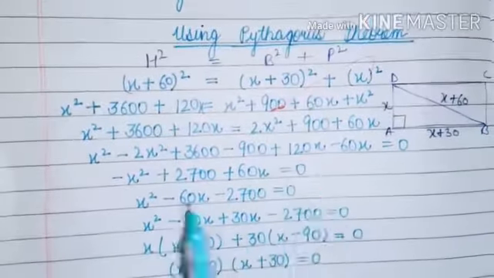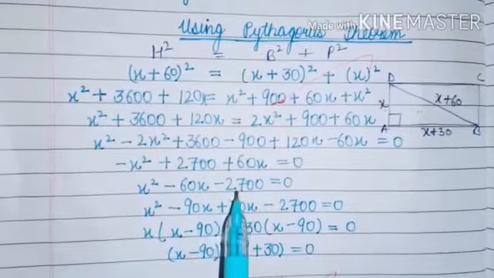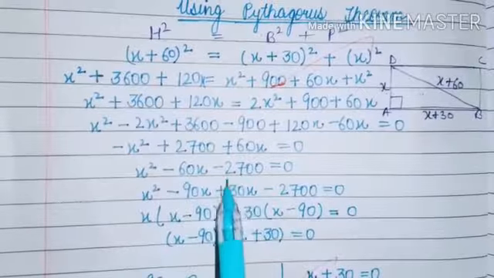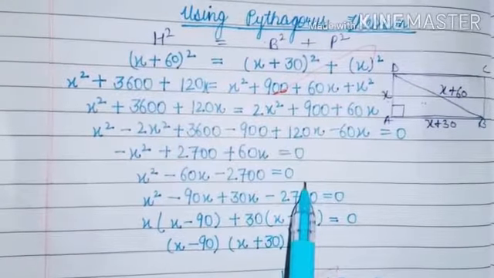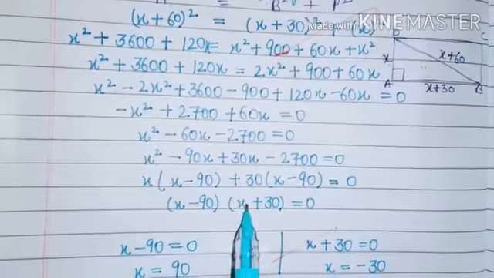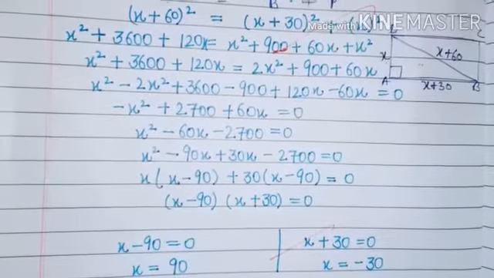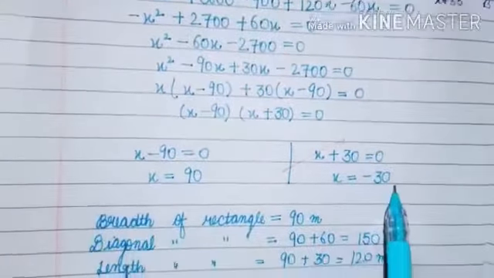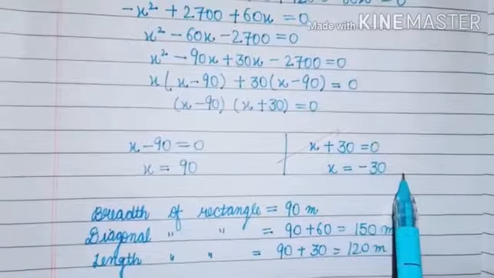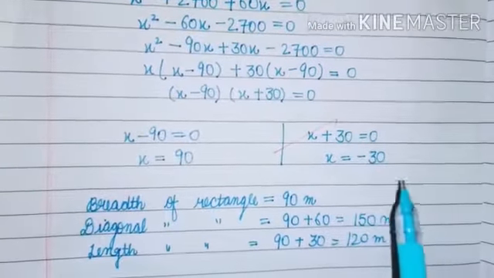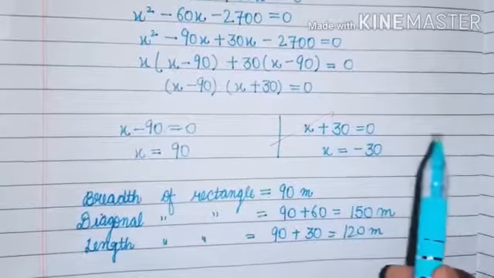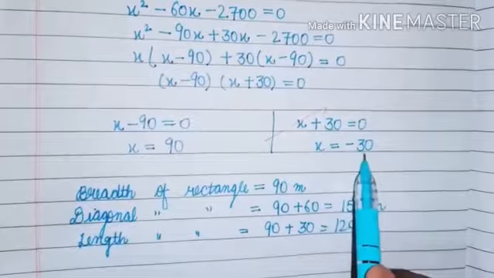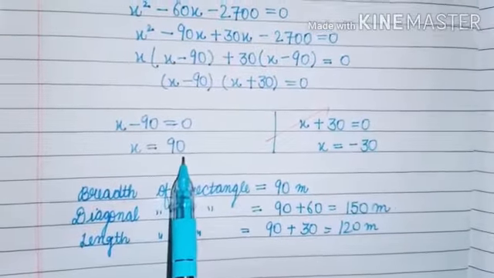After opening the identities and solving them, we will get the quadratic equation, and the quadratic equation is x square minus 60x minus 2700 is equal to 0. After that we will solve the quadratic equation and we will get two answers. One is 90 and another is minus 30. So minus 30 is not our answer, because we know that sides of any triangle or rectangle cannot be negative. So we will reject this answer. Our answer is only 90.